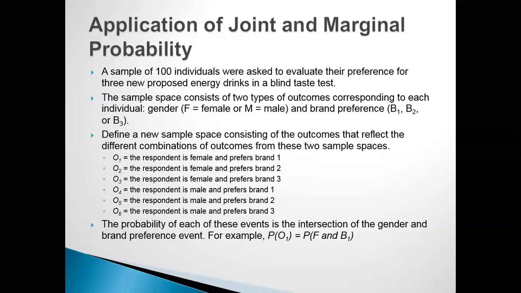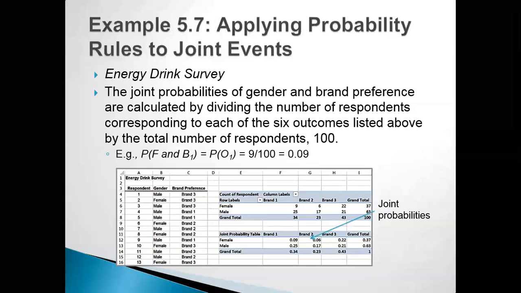So for that purpose we have to use the intersection concept, and these two events are not mutually exclusive because both are interdependent, right? Female is going to taste a brand one. For this purpose, there is one particular way of calculating the joint probabilities in Excel. The joint probabilities of gender and brand preferences are calculated by dividing the number of respondents corresponding to each of the 6 outcomes listed above by the total number of respondents, 100. So total number of respondents is 100.